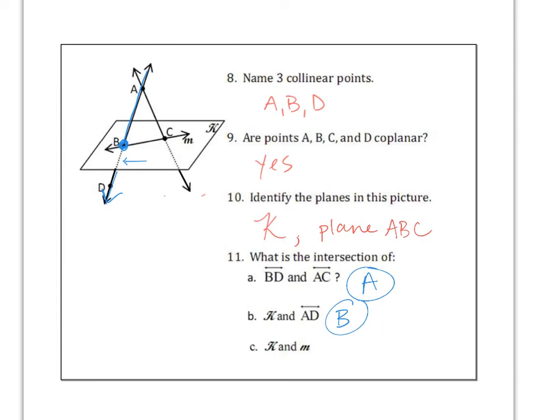And last but not least, this one also is a little tricky, I feel like. What's the intersection of K and M? Well, K is the whole flat surface, and M is this line. And I feel like M is laying on that flat surface, on K. So how much of M intersects with K? All of it. So your answer is M. The whole line intersects the plane.